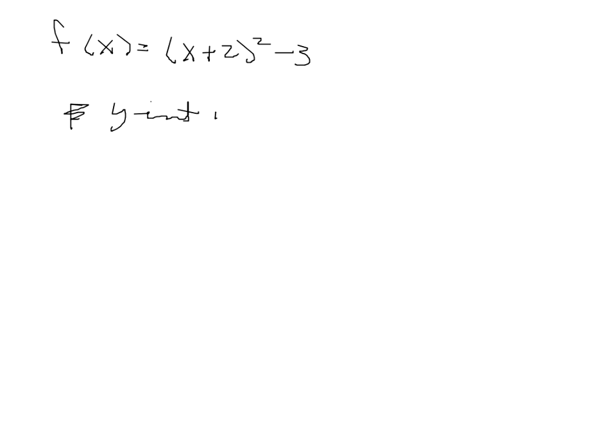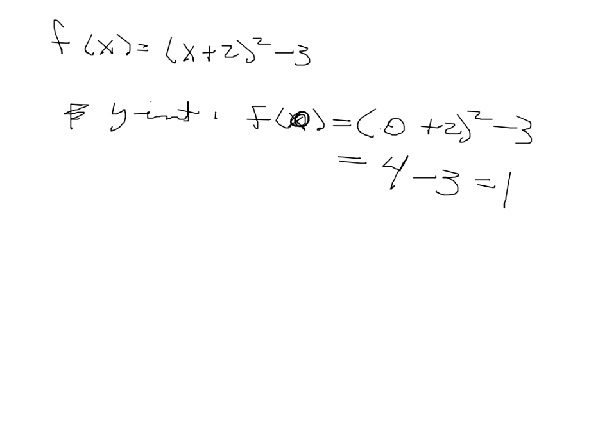Okay, now we're going to find the x and y intercepts. So for our y-intercept, we always let x equal 0. So we get (0 + 2)² − 3. 2 squared is 4, minus 3 is 1. So our y-intercept is 1.